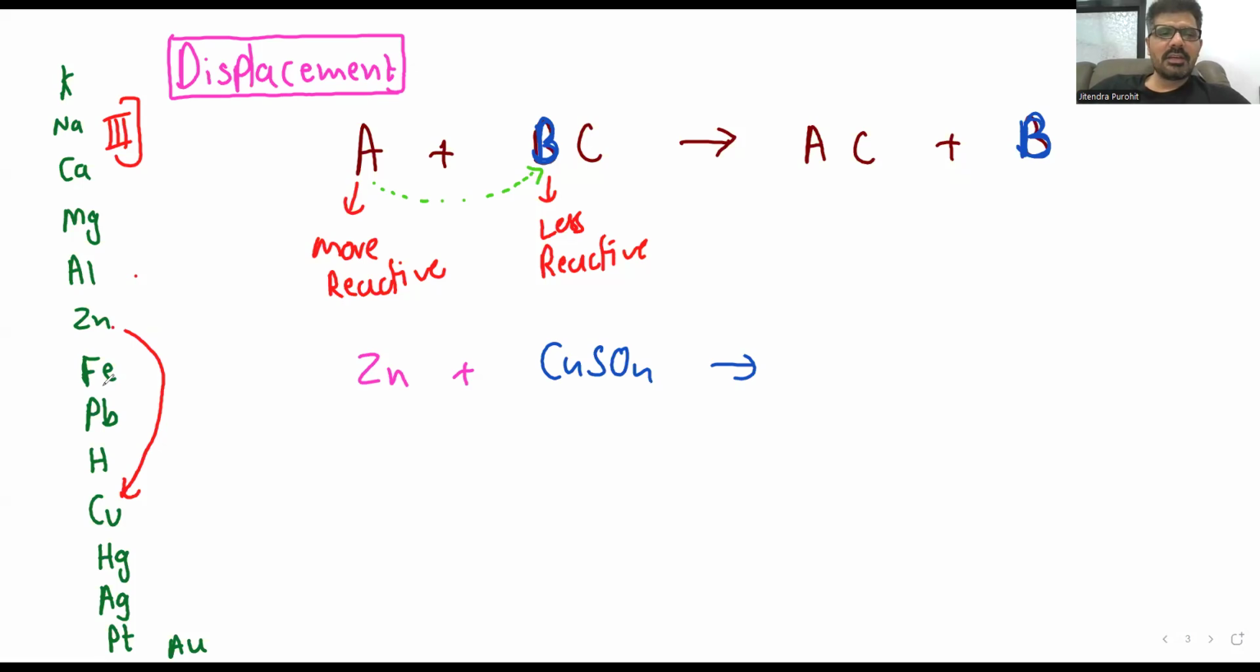Now beta, earlier this copper sulfate was blue in color, but now zinc will displace the copper. So this blue color will disappear. And what am I going to get? Zinc sulfate, and copper will be displaced. Clear? So this is which reaction? Displacement reaction. The reactive metal, the metal which is above in the series, will displace the element which is below in the series. Clear? So this is displacement.